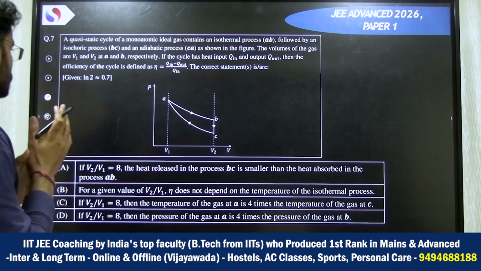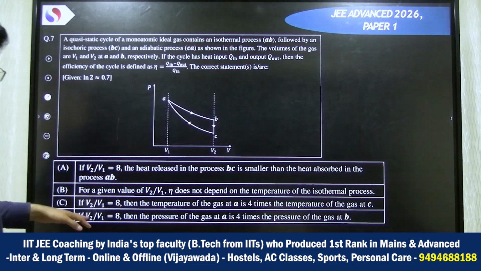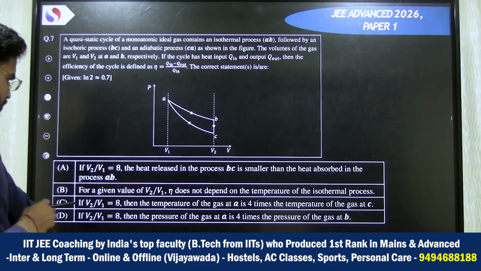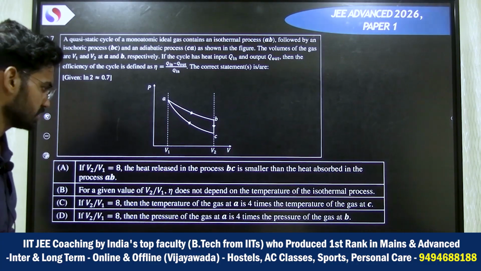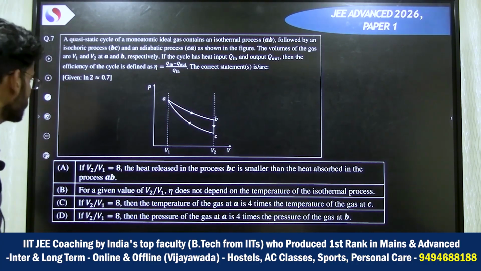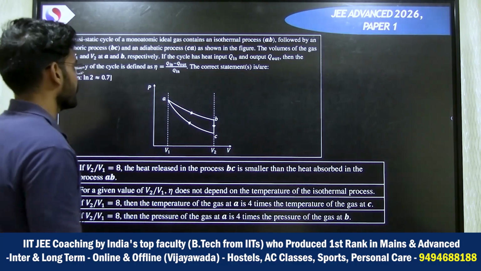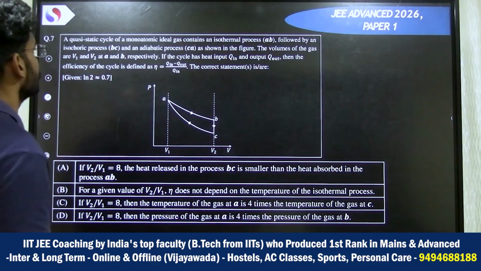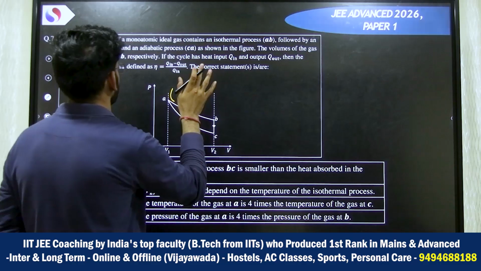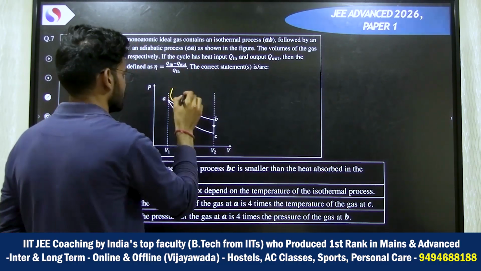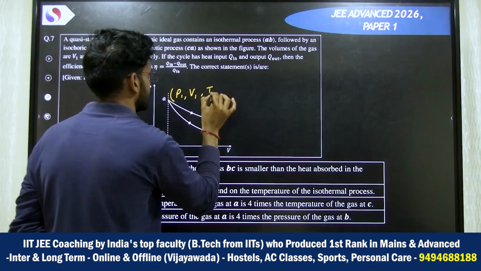Okay, the correct statement is... if you see here, A, C, D, all three options are in terms of V1 and V2, right? V1 by V2 or V2 by V1 is given, and on the basis of that, things are asked. So I would recommend that you first solve that only. Let's say at A point, he gave us the volume as V1. So pressure, volume and temperature: we will say pressure is P1, volume is as per given V1, and temperature is T1.